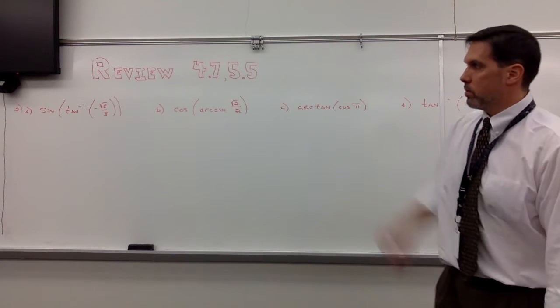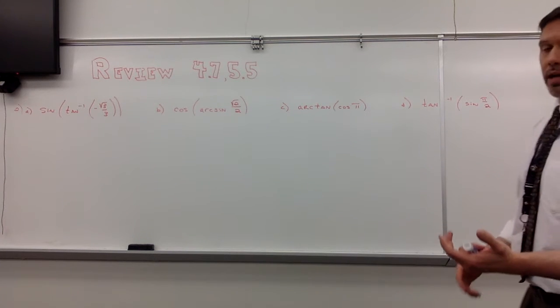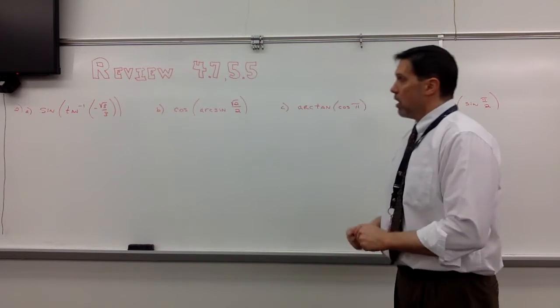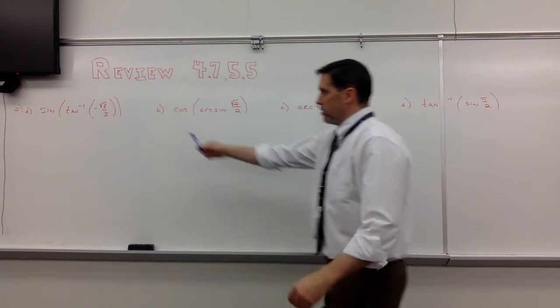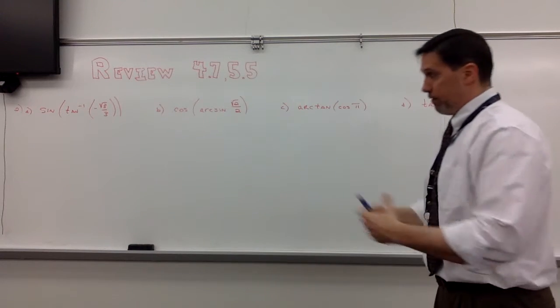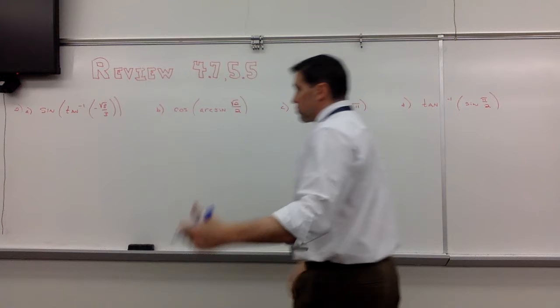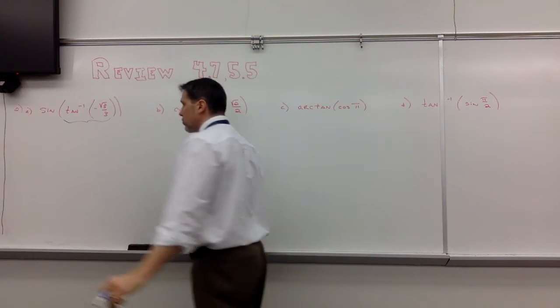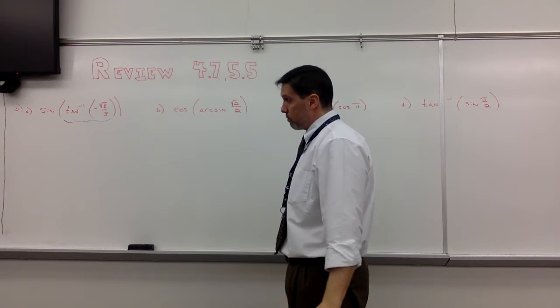Okay, let's continue on. Now, these are really not that much different than the first problem, except you're doing a composition. It just means that we're going to start with the innermost function, then work our way out, and just evaluate as we go. So, starting with this first one in A, I'm going to start with the tan inverse of negative square root of 3 over 3.